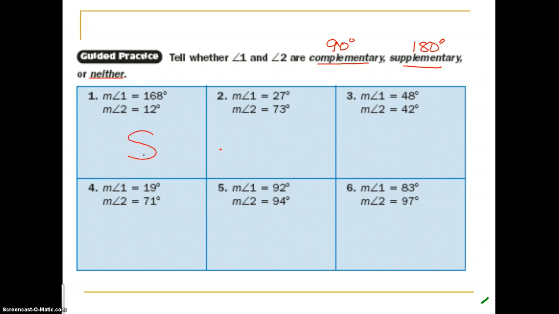The second one, number 2, you get 100 degrees, so it's neither. Number 3, you get 90, complementary. 4, 90, complementary. 5, 186, neither. 6, 180, supplementary. You should have more work on this paper in your notes because you would have added them together.